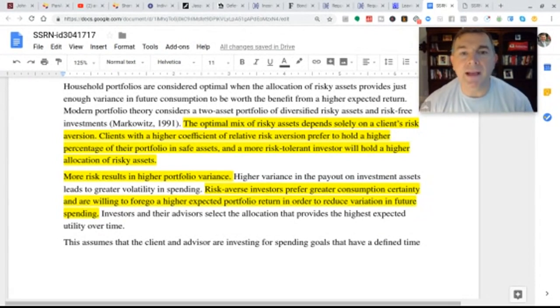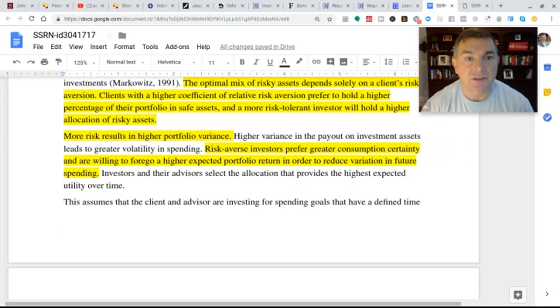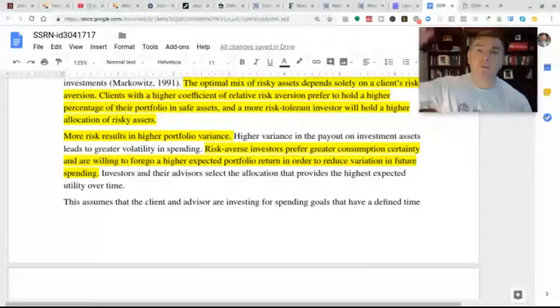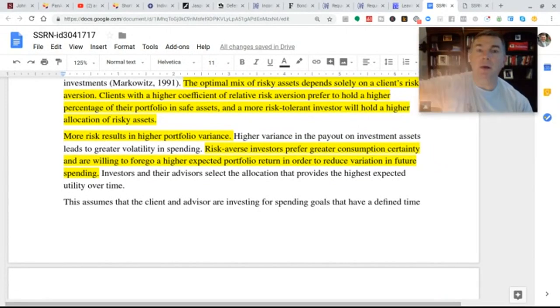The optimal mix of risky assets depends solely on a client's risk aversion. Clients with a higher coefficient of relative risk aversion prefer to hold a higher percentage of their portfolio in bond safe assets. A more risk-tolerant investor will hold a higher portfolio in stocks. More risk results in higher portfolio variance, because the standard deviation means the stocks are going up and down and up and down. You don't know if it's going to be up or down.